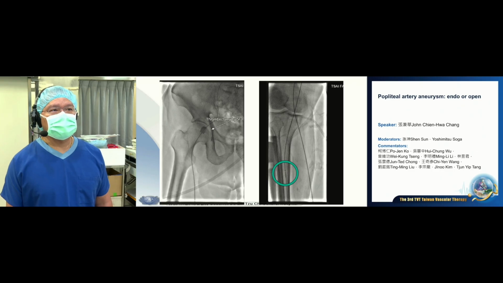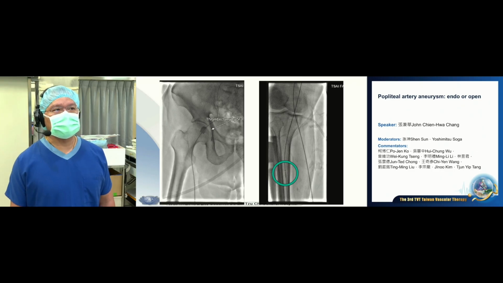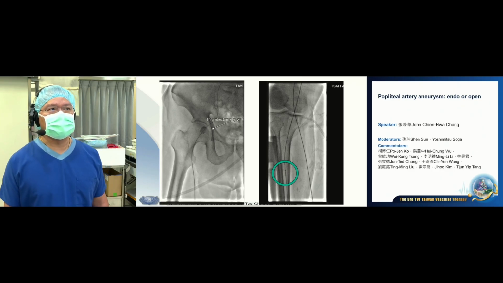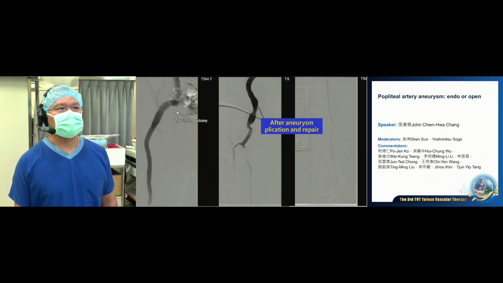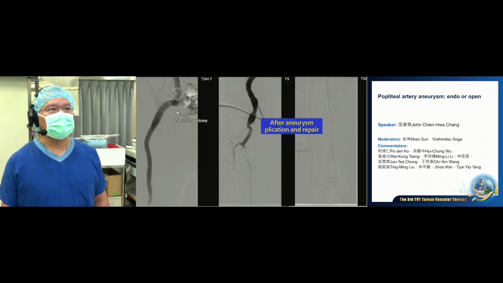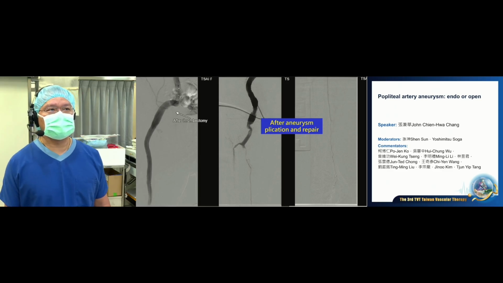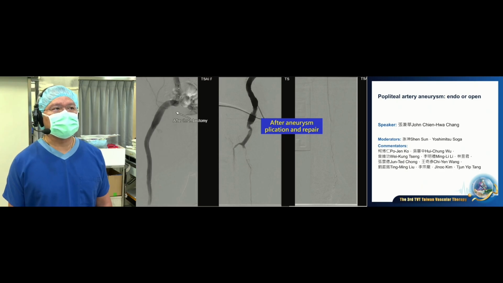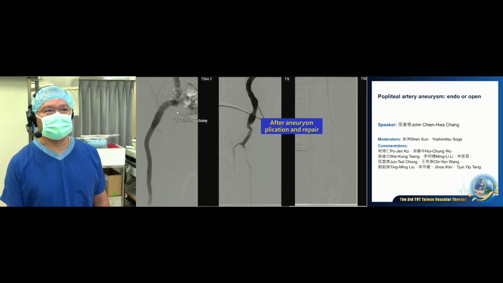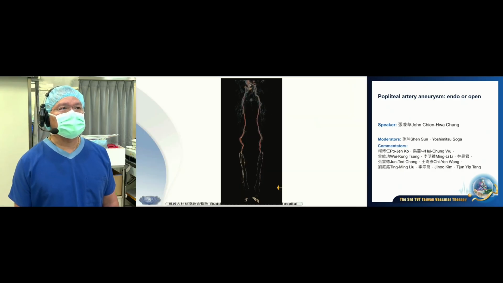In this case, because of the acute limb ischemia, we did open thrombectomy first. And after the open thrombectomy, we did aneurysm repair. After that, in the final angiogram, the result is good, and the downflow vessel is good.